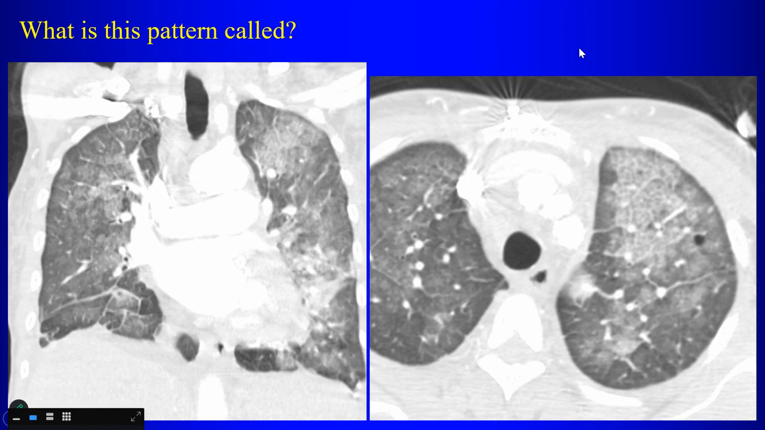So we have another case where we have consolidations. The attenuation of the consolidations is? Ground glass. What is this pattern called? Peripheral. Well, I don't know. I wouldn't call this peripheral. Crazy paving? Crazy paving. What makes you say this is crazy paving?